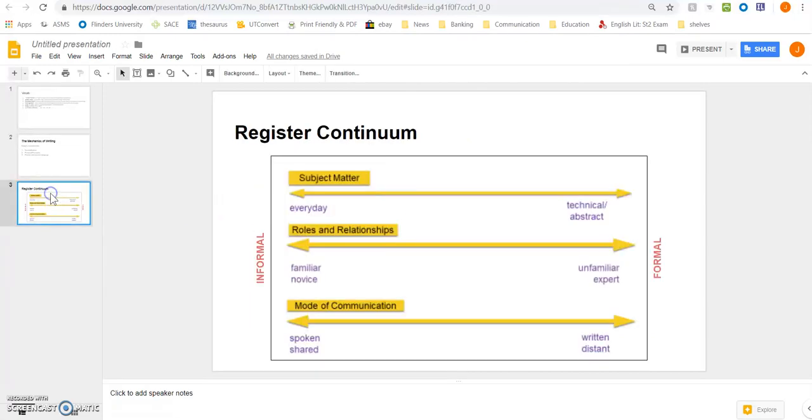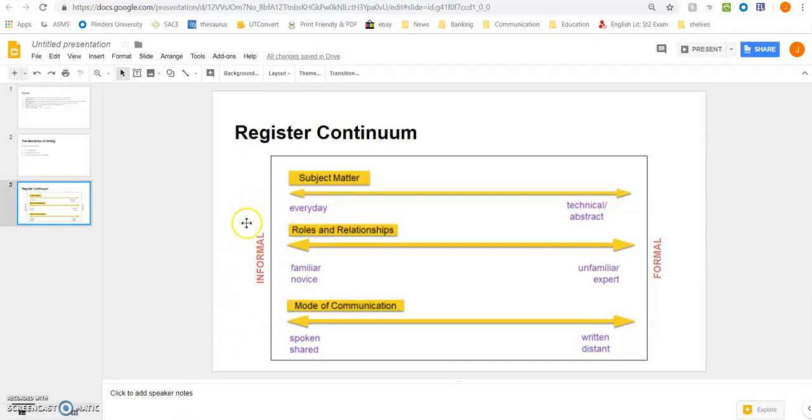So before we do that, let's check out our register continuum. You guys have seen this before, but I just want to touch on it really quickly. This is going to tell you how you need to write. If you're unsure about how you have to write in a text type, go visit your register continuum. Or if you need to justify why you need to write, or why the teacher's banging on about writing formally, come check out the register continuum and it will tell you why. I'll walk you through it.